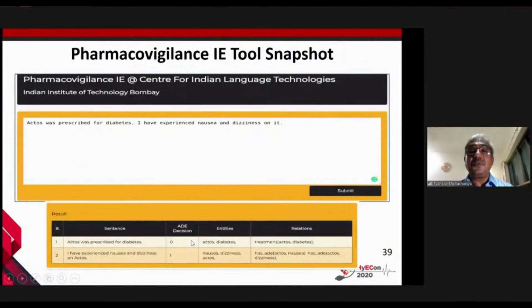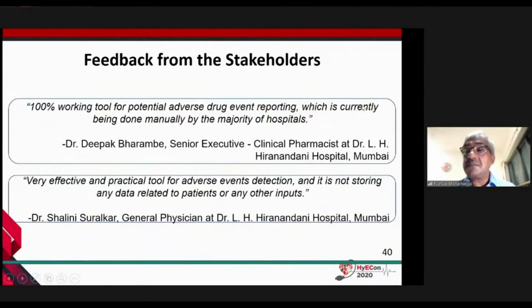So we have built a tool for this, and we have taken it to the doctors, and I'm reporting two doctors' statements here. They have said it is a 100% working tool for potential adverse drug event reporting, which is currently being done manually by the majority of hospitals. This is from a doctor at Hiranandani Hospital, which is close to IIT Bombay. Another doctor has said it is a very effective and practical tool for adverse events detection, and it is not storing any data related to patients or any other inputs, which is again very important for maintaining confidentiality and data propriety.